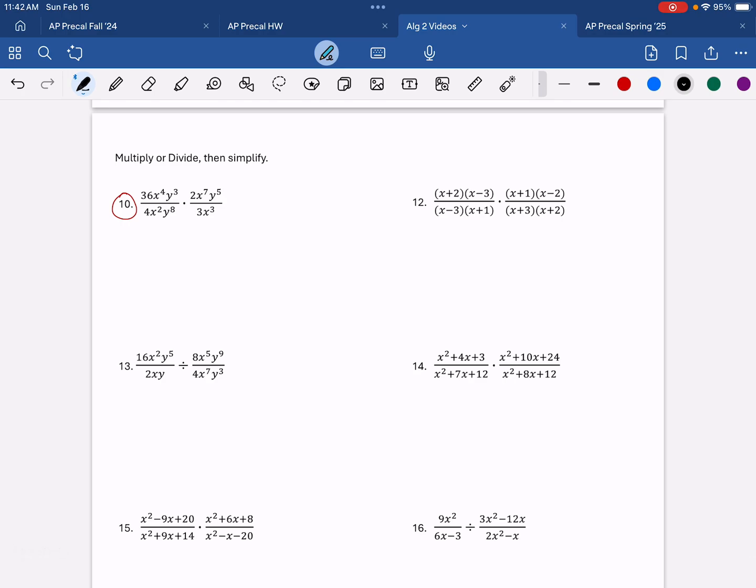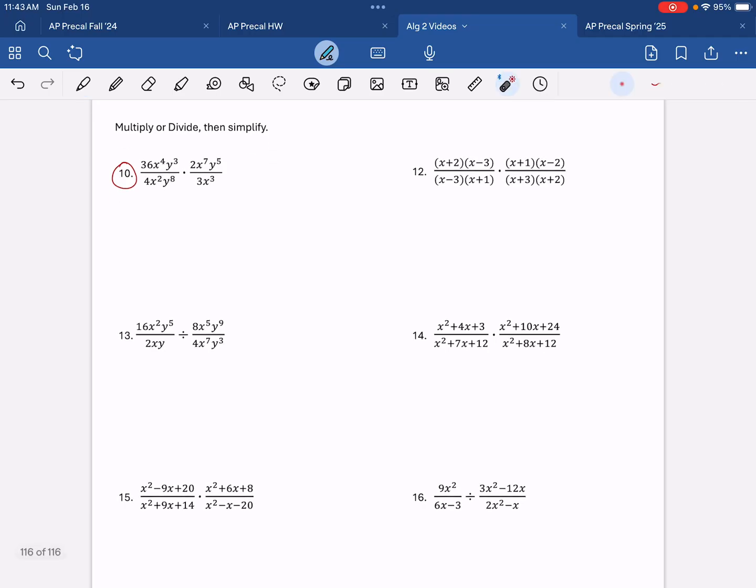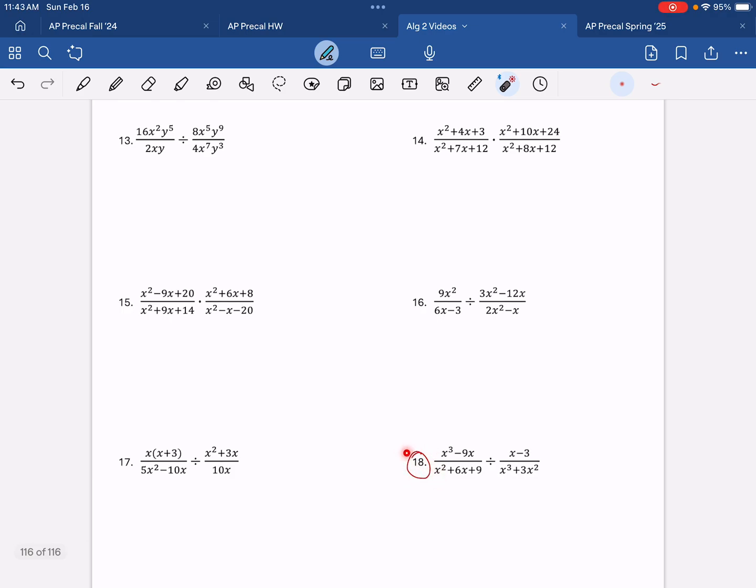Okay, so the last type of problem is different than the others. We've had to come up with a least common denominator on every problem so far. Well, for multiplication and division, no common denominators needed. This is where we get to cancel, factor and cancel. And then there are, I guess, two types. Of course, there's multiply and divide, but then there's some that don't have any addition subtraction, like number 10. And then there's some, like I'm going to do 18 with you, that requires a lot of factoring, and you know that because it has addition subtraction in each of its little numerators and denominators.